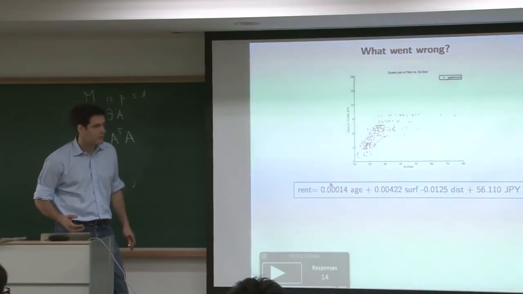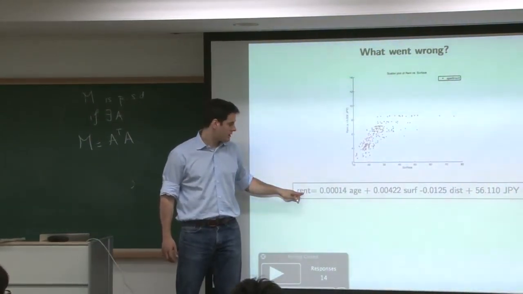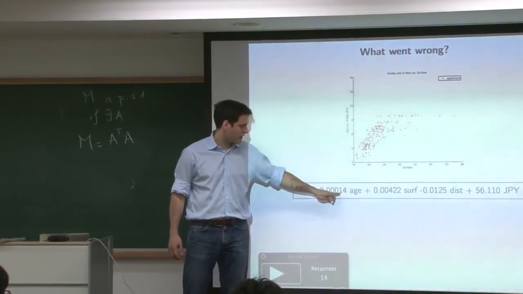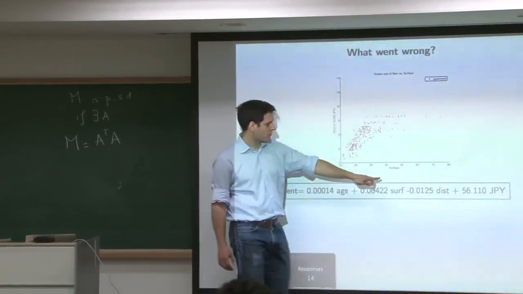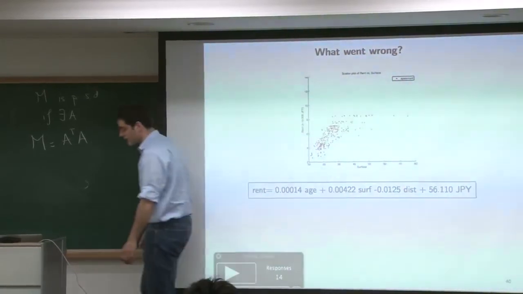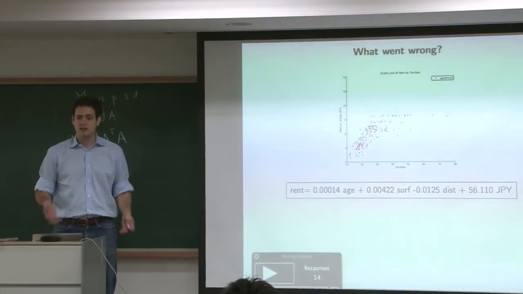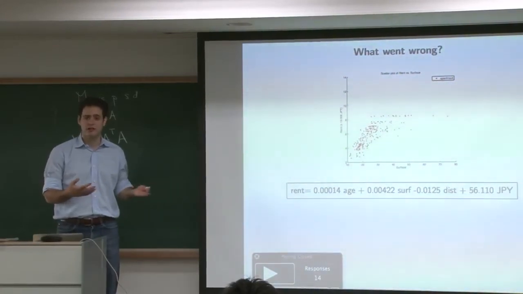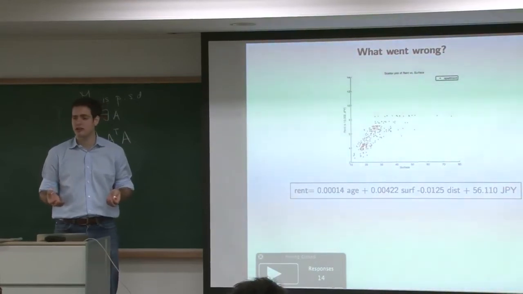What this tells us is that the rent is equal to 0.00014 times dh plus 0.00422 times the surface minus 0.0125 distance plus 56,000 yen. So the first observation you can make is that this prediction or formula kind of agrees with your understanding of the real estate market.